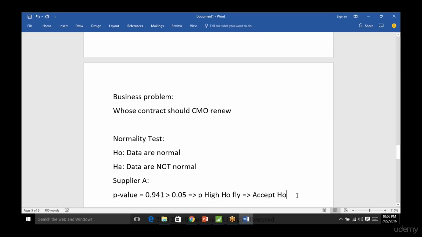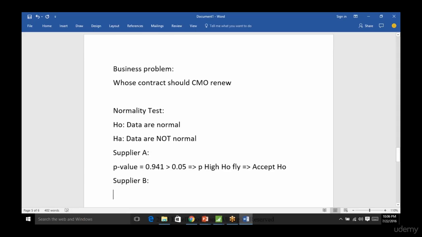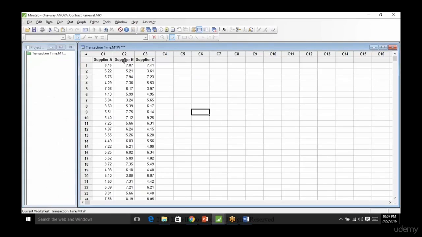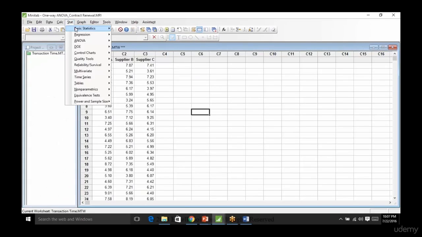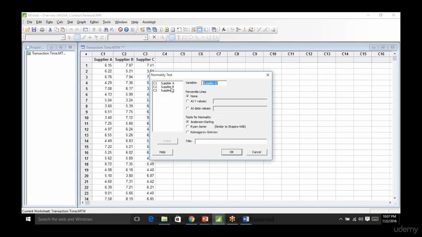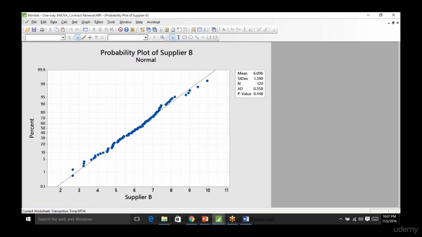Let us do this for supplier B also. Let me choose this data set. Here is supplier B, stat, basic statistics, normality test. I select supplier B, click on OK. By the look of this, I feel the data are normal, but we also need to look into the corresponding p-value. Anderson-Darling test p-value is 0.448.